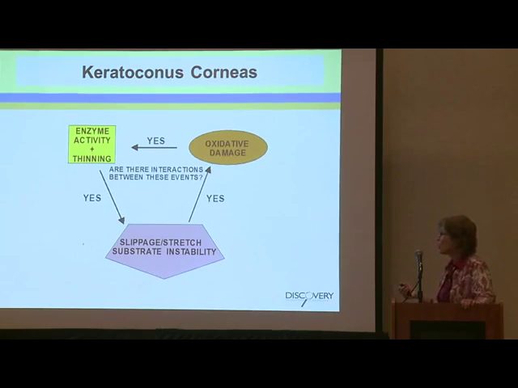So when we ask the question, are these events related? The answer is yes, because if you have oxidative damage, it's going to cause thinning because of the increased enzyme activity. The increased enzyme activity is going to digest the matrix of the cornea, and that makes the cornea unstable. So the cells that are in the cornea, they don't like it. They become stressed, and then they produce more oxidative damage.